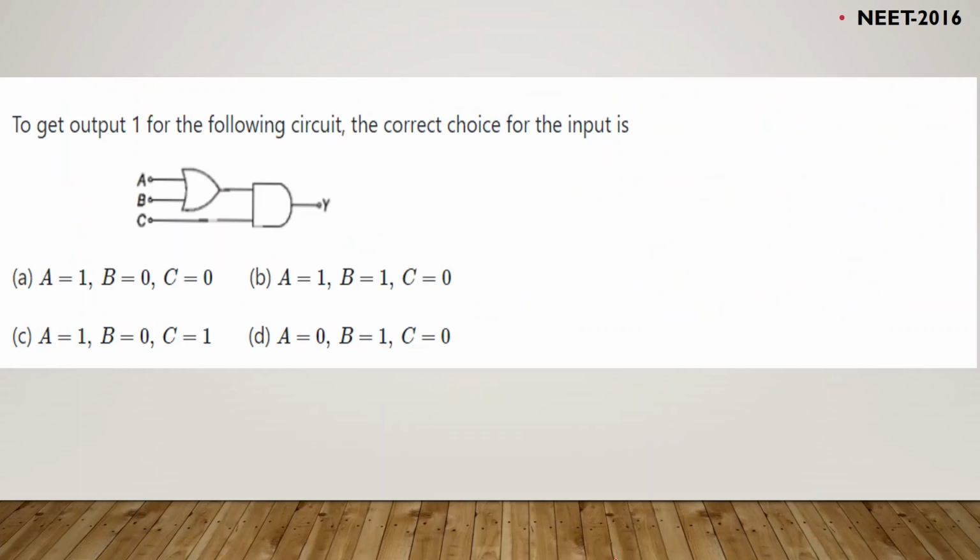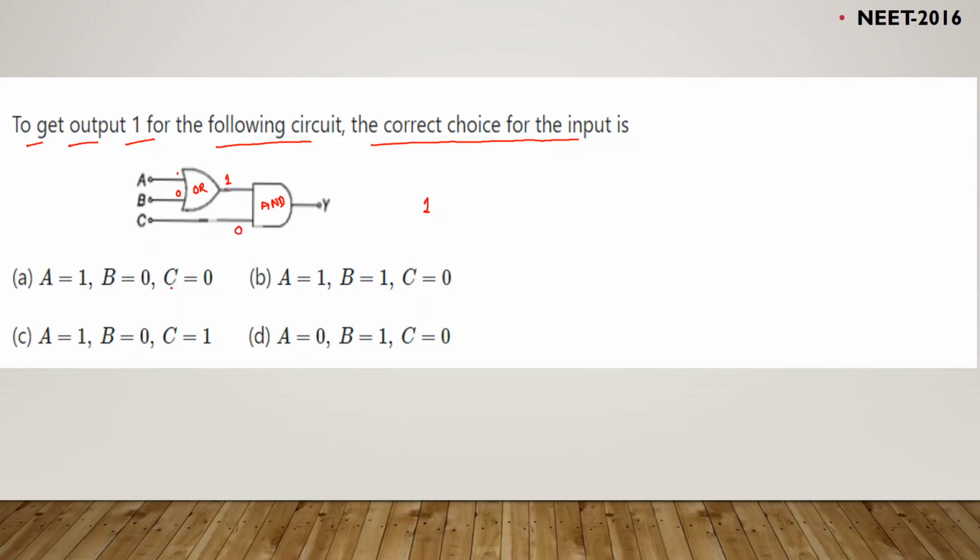So this is the NEET 2016 question. I think we have already solved this type of question. What is the question he has given? To get output 1 for the following circuit, the correct choice for the input is, again see here, he wants this output to be 1. So what input should we give? See here, if I give this input, here it is 1, here it is 0, 1 into 0. This is which gate? OR gate. This is which gate? AND gate. For 1 plus 0, here it will become 1. What is the input here? C.